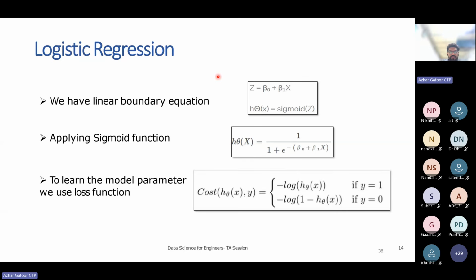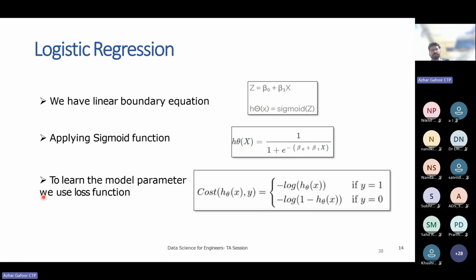So in logistic regression, we have a linear boundary equation. So this is our equation: beta naught plus beta 1 x. And we use that sigmoid function on this line. So if we apply the sigmoid function, what we end up with is 1 over 1 plus e raised to minus (beta naught plus beta 1 x).